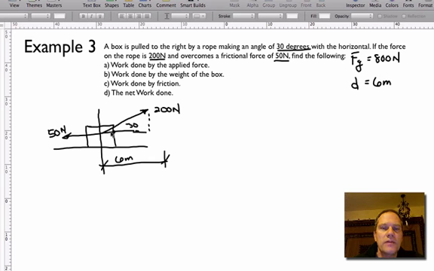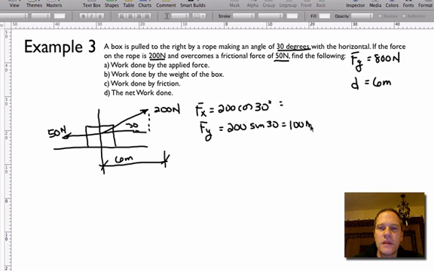Okay, so the first thing we have to do, because we don't have the forces and the distance going the same direction, we have to find the x and y components of the 200 newtons. So let's do that first. So the force in the x is equal to then the 200 times the cosine of 30 degrees. And the force in the y direction will be 200 times the sine of 30 degrees. Again, remember 200 sine 30 is 100. And 200 times the cosine of 30, I believe, is 173 newtons.